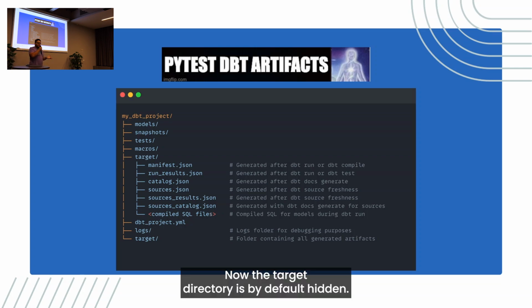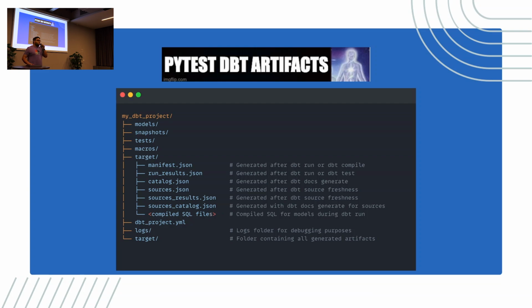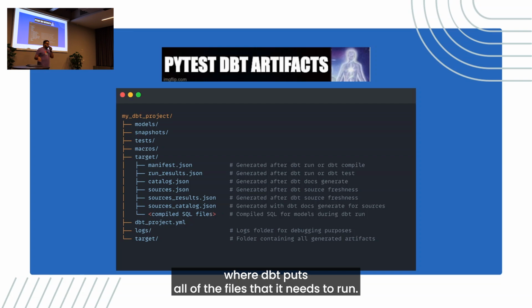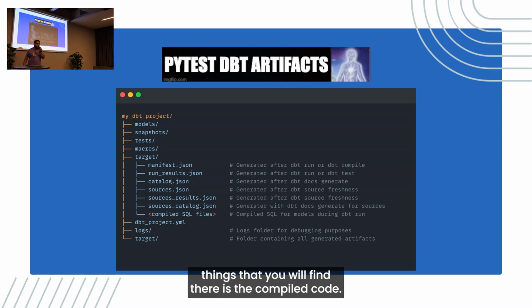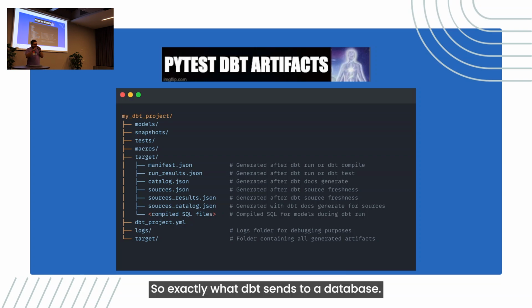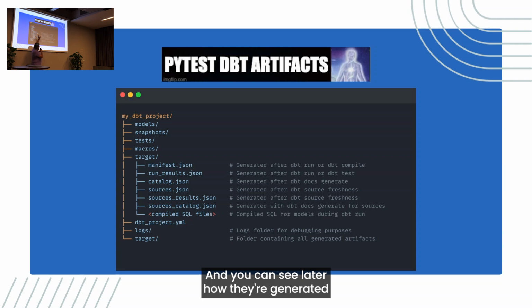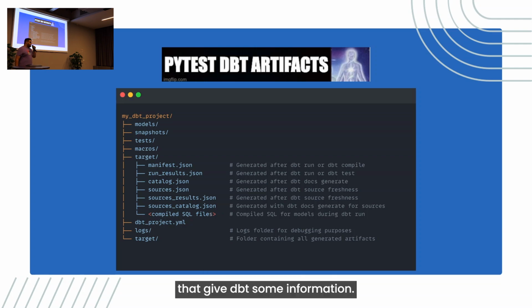Now, the target directory is by default hidden, but if you're using DBT core, you probably have seen it. That's essentially where DBT puts all of the files that it needs to run. Some interesting things that you will find there is the compiled code, so exactly what DBT sends to a database. Yeah, compiled SQL files, but also all of these files, and you can see later how they're generated, that give DBT some information.